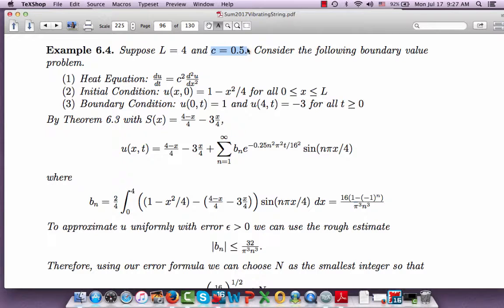So C is 0.5, so C squared is 0.25. So our equation here is this, with a 0.25 for C squared. Our initial temperature distribution is 1 minus x to the 4th for x ranging from 0 to 4 in this case. And so our boundary conditions are fixed temperatures at the ends.